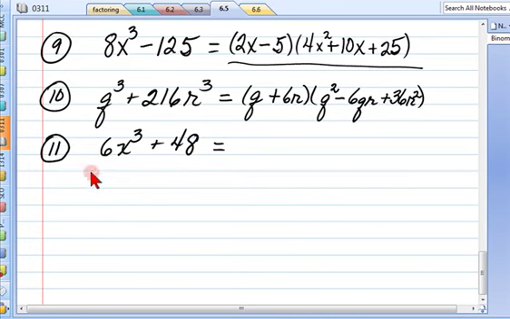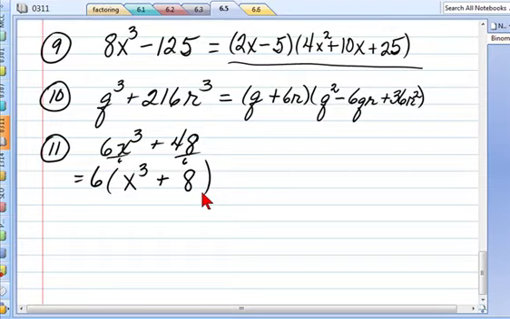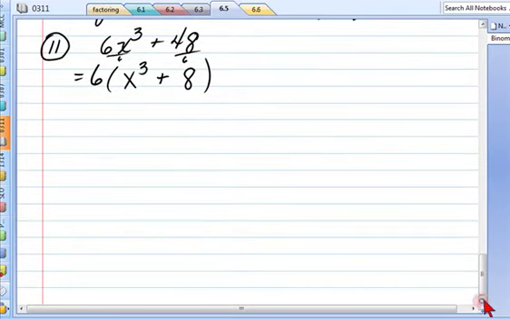Let's factor out the 6. Instead of working this way, I'll go down. All right, if 6 is a common factor, and I divide both of these by my 6, that will give me x to the third plus 8. Can I do more with that binomial factor? Doesn't that look like the sum of two cubes? So I'm going to keep the 6. Don't lose it.